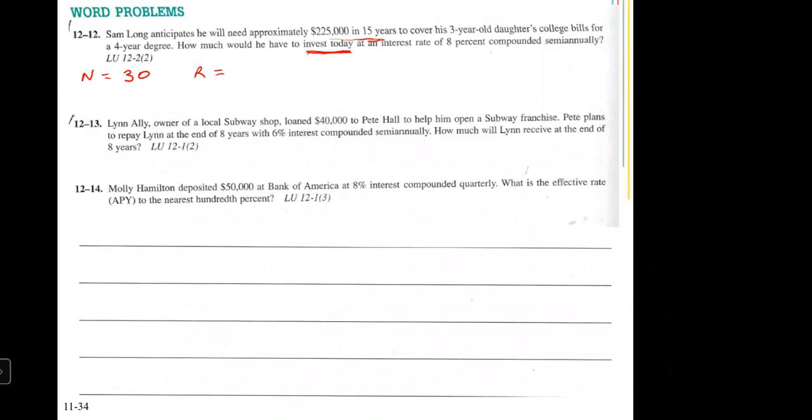Four. 4%, okay. Ms. Allen, you could explain how we get the rate again, please? Okay, it is 8% for the year, but it's compounded semi-annually, so you're doing it twice a year. So you're going to have to divide by 2. So it's 4% each time, and 4 twos are 8.